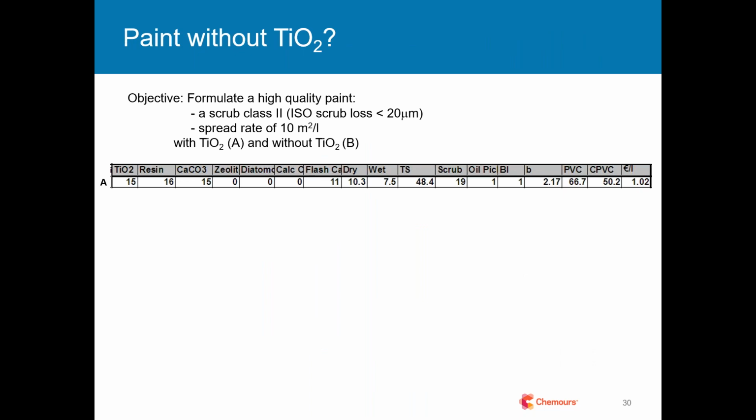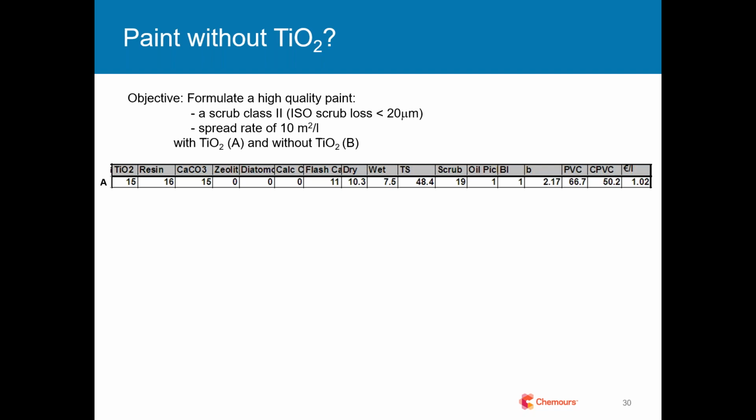So now if we do a philosophical test, can we make paint without titanium dioxide? And we do not want to make any kind of paint. We want to formulate a high quality paint. And how do we define a high quality paint? Well, we say it should be at least a scrub class 2. That means we should have a scrub loss of less than 20 microns, as measured in the ISO test methods. And we want to have at least a spread rate of 10 square meters per liter.